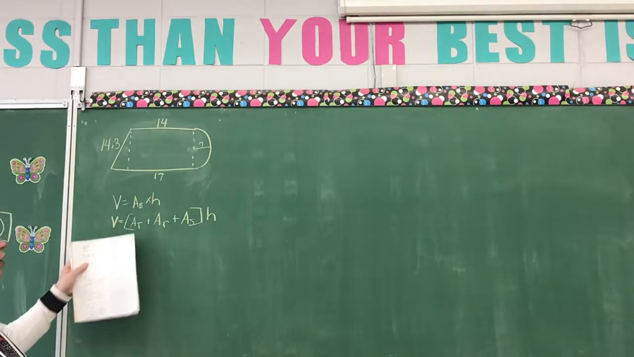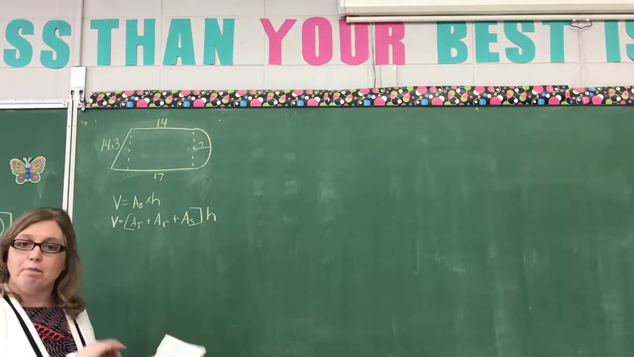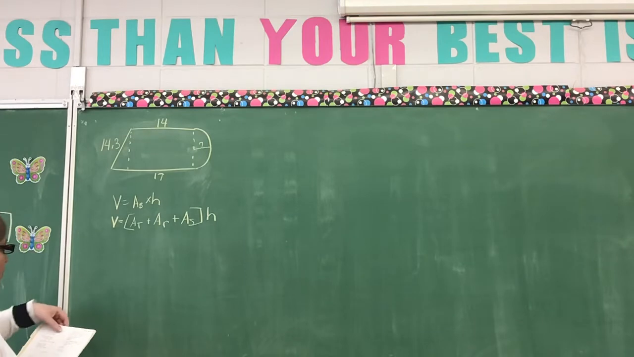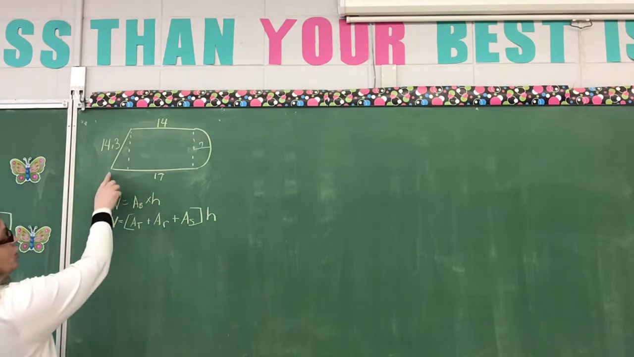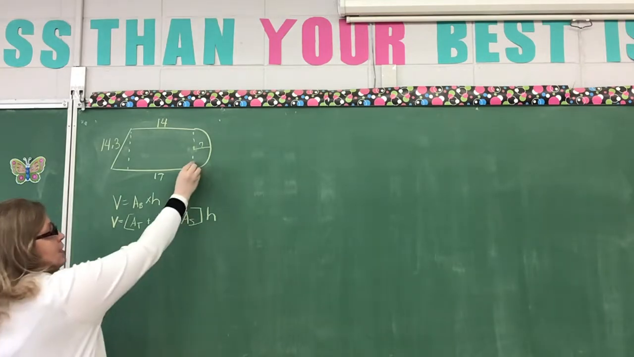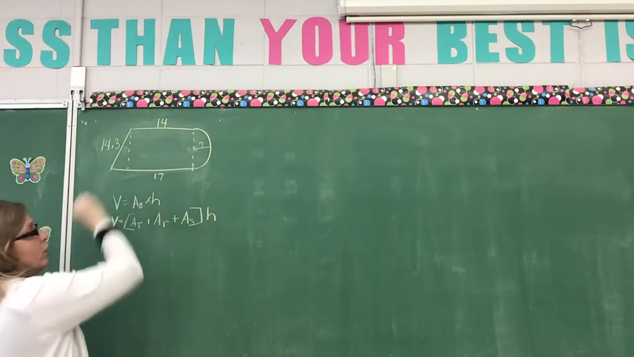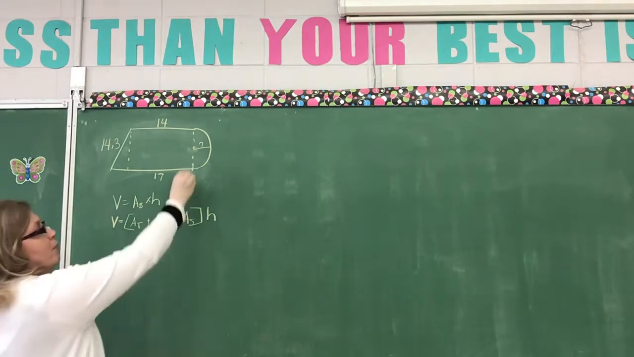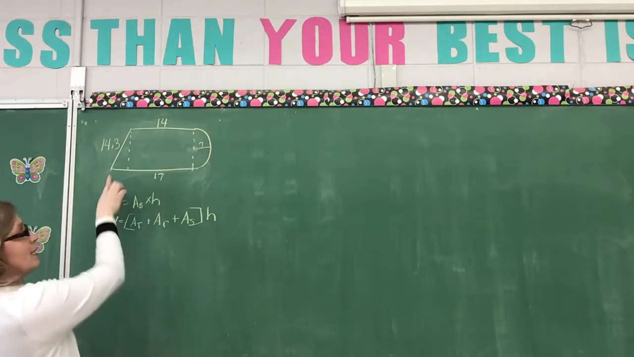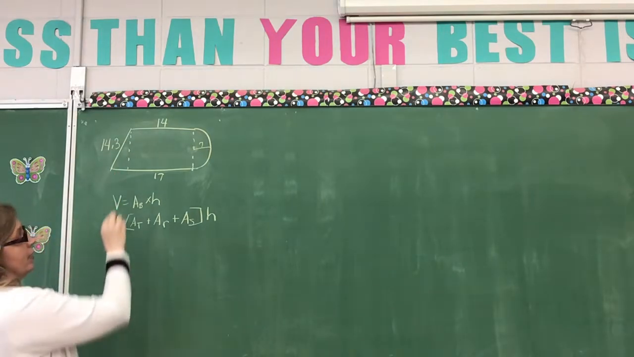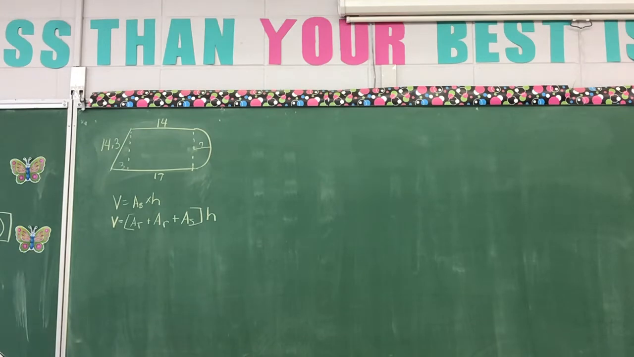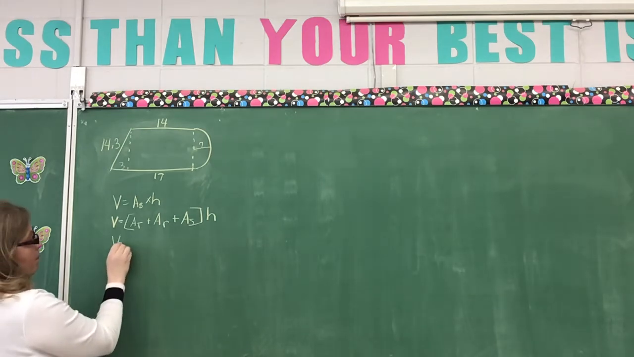How do I find the area of a triangle? Very simply, base times height divided by 2. So look at your triangle. Your triangle, this whole line is 17, right? From this dotted line to this corner is 17. But from this dotted line to this dotted line is 14. So what's the base of my triangle? It is 3.